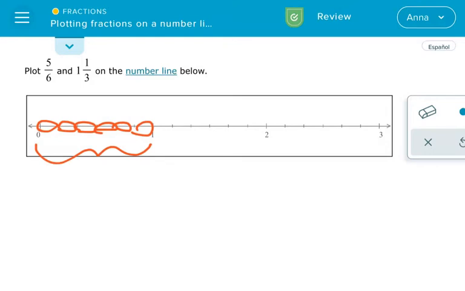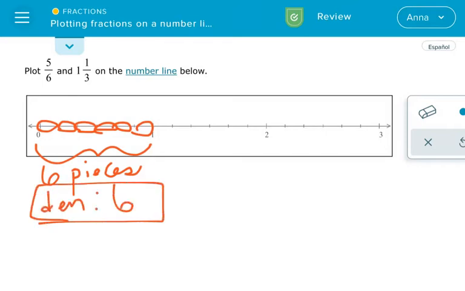1, 2, 3, 4, 5, 6. So there's 6 pieces. So that means my denominator needs to be 6. Okay? Which is great news for this one. Not so great news for this one, because this one, 5/6, is already cut into 6 pieces based on the denominator, but this 1 1/3 is cut into thirds, which does not match our number line. That means it's going to require some extra work.